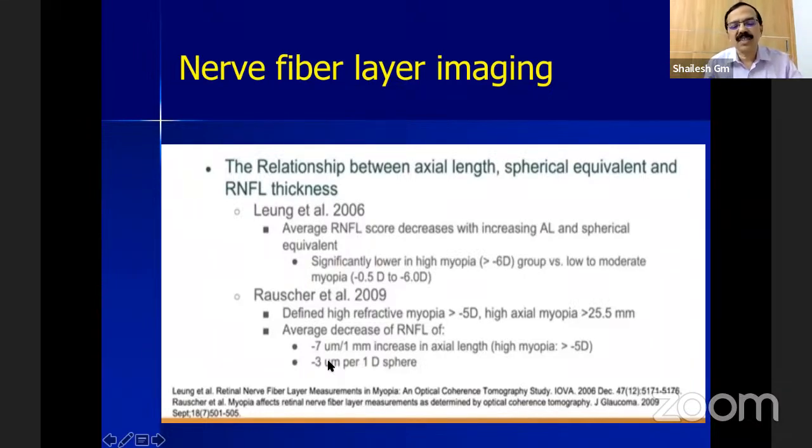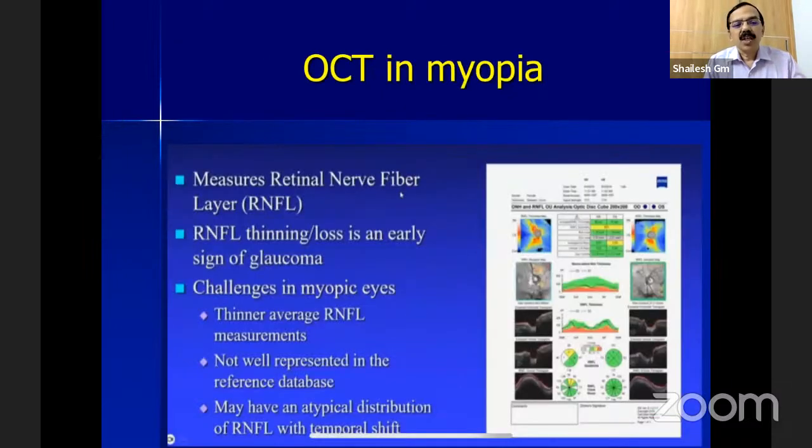So RNFL thickness is something like CCT. We also have some evaluation in terms of axial length as well as the dioptric power. So OCT in myopia is also fraught with a lot of challenges, like RNFL thinning and loss as early signs of glaucoma. The challenge in myopic eyes is that there are thinner average RNFL measurements. It is not well represented in the reference database. The database contains normal refractive errors up to 0.5, but beyond that, it is not representative. So we may have some issues here.